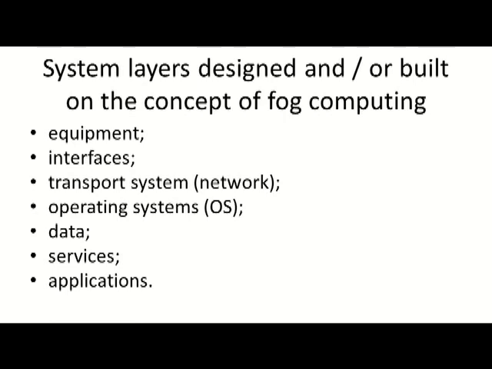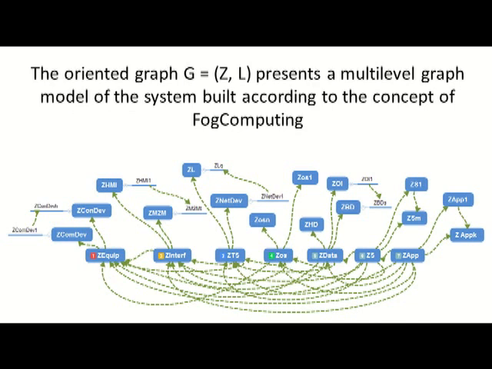At first, when modeling the operation of both individual elements and the system designed and/or built on the concept of fog computing as a whole, for example, to assess efficiency, performance, bandwidth, equipment, reliability, the delay time for certain types of service, data, software, the system should be presented in the form of several interconnected levels: equipment, interface, transport system, network, operating system (OS), data, services, applications. Such a representation of the object of modeling allows you to use the apparatus of graph theory.